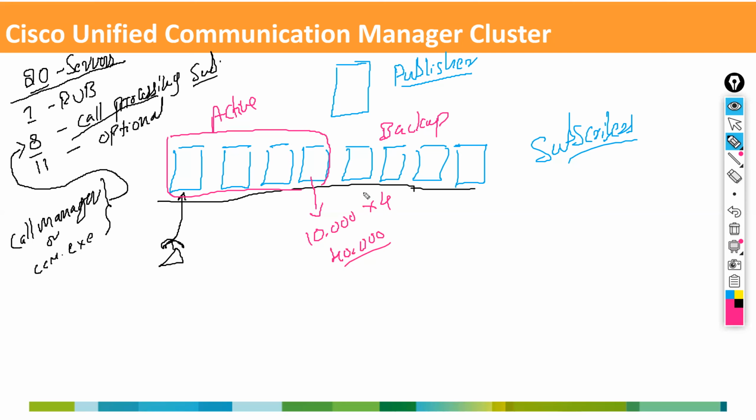Communication means CUCM, because phones register, other features, connectivity. What data? Give me an example. Data means what data? You want to store email? For that, an email server is required.